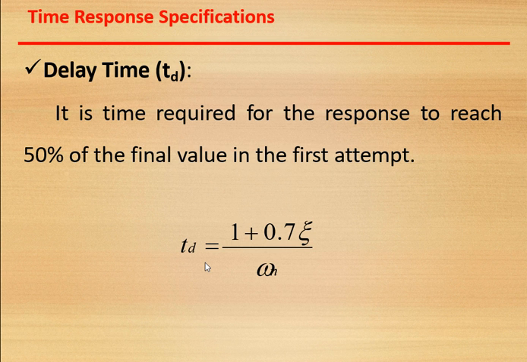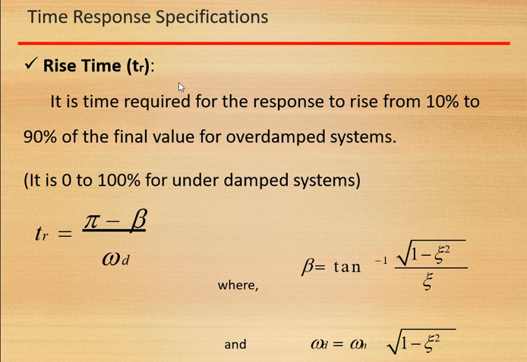Don't worry, if we get time we will see more about this, but take this as your assignment. It is clearly given in the Bhakta book. You can refer to that or any book and take that as your assignment. So TD is equal to 1 plus 0.7 zeta divided by omega n. I think you got the definition of delay time. Let's take the next value, that is rise time or TR.